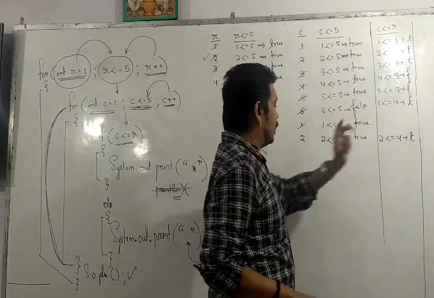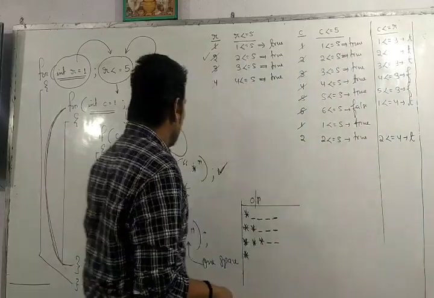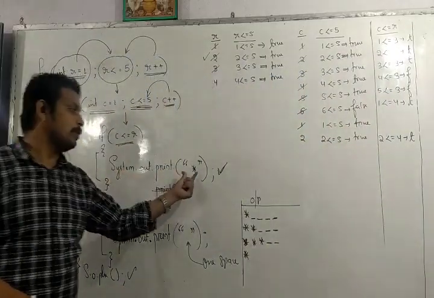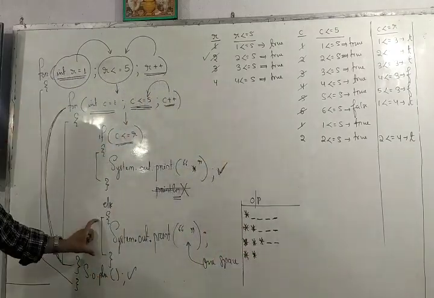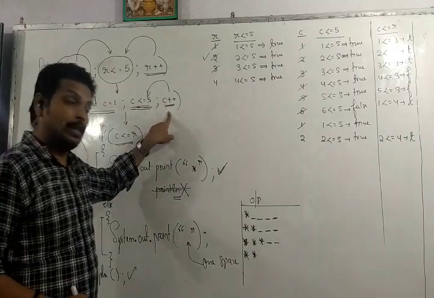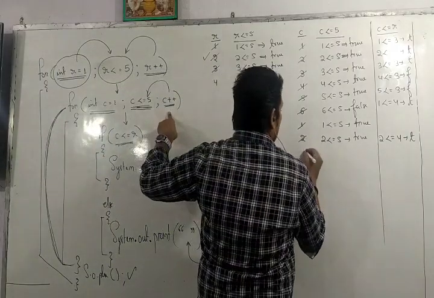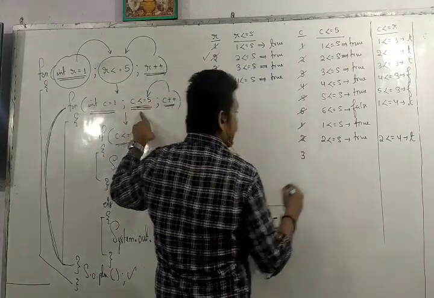So 2 less than equal to 4. If it is true, then one more star will be printed. Then the control will ignore this part and go to the updation expression of inner for loop. That is, it will become 3. Okay. Again, it will be checked.